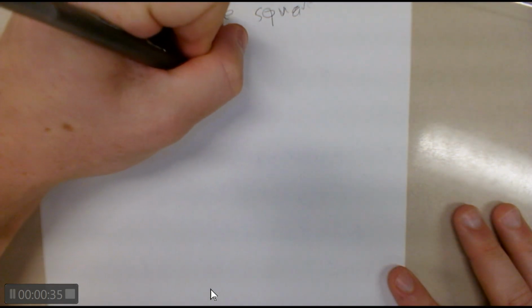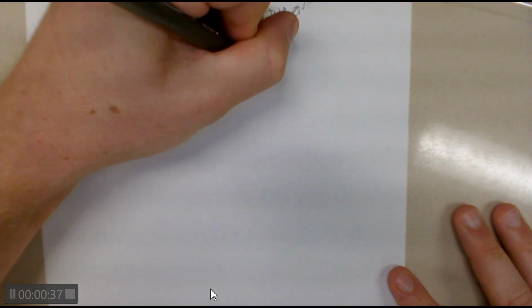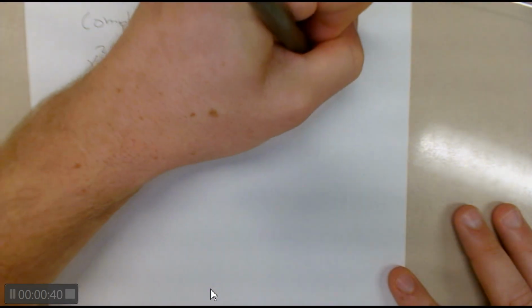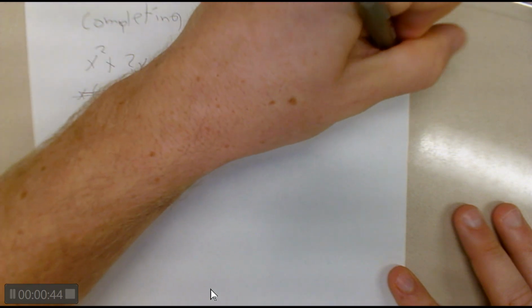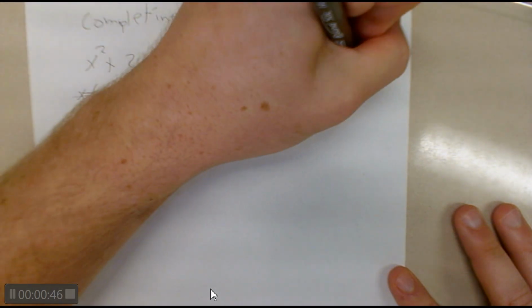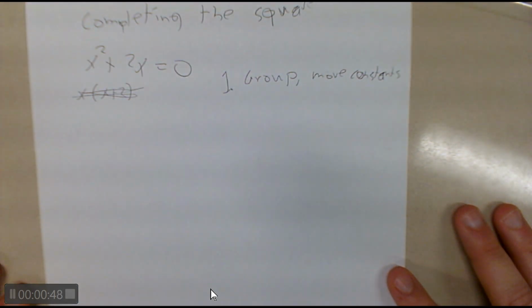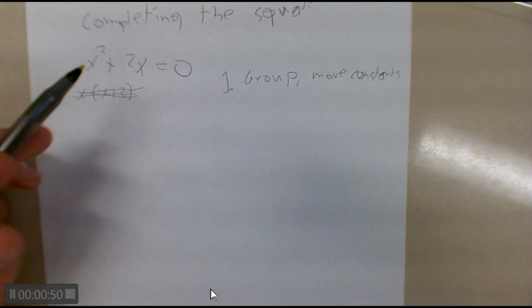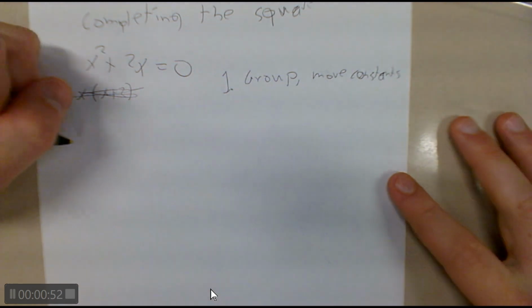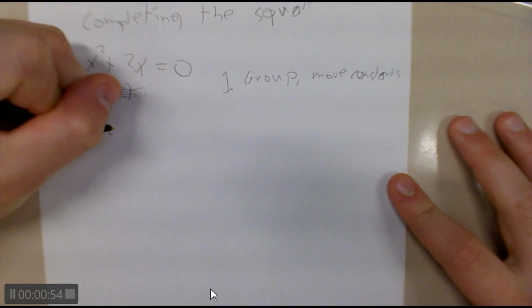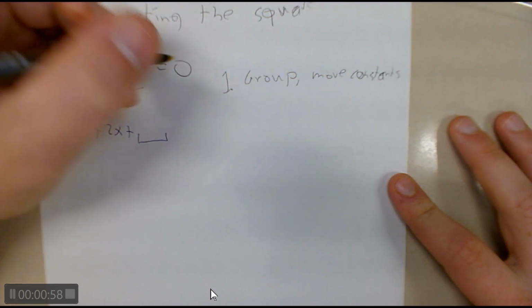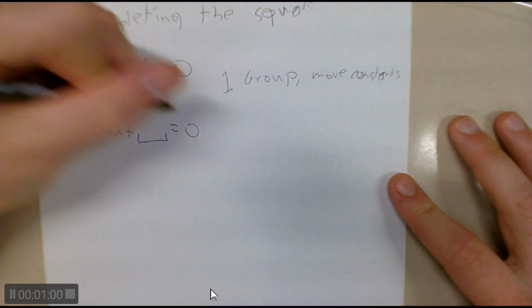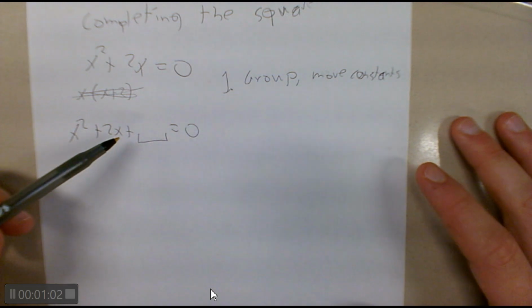The first step is always going to be group and move constants. Okay? So we'll do an example in a second where we have constants, but we have to group everything together and then move the constants over to the other side. So we have x squared plus 2x plus, we're going to leave a space here, equals 0. Gotta have that space, okay?